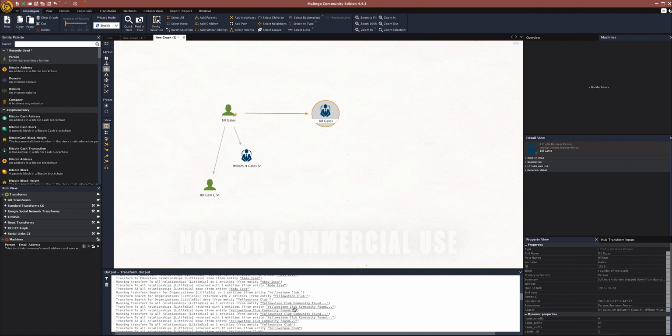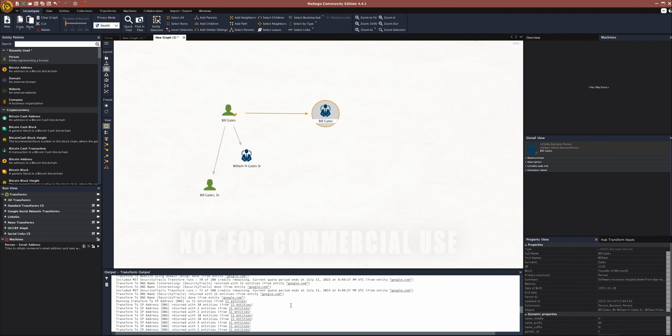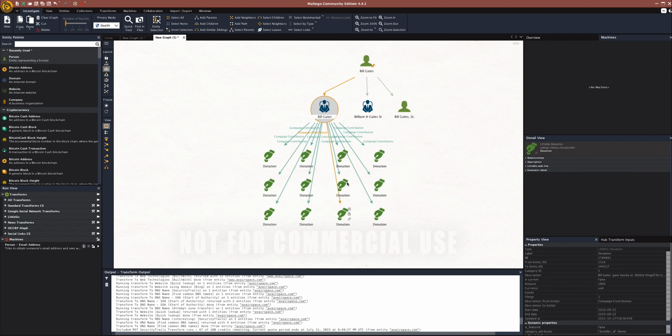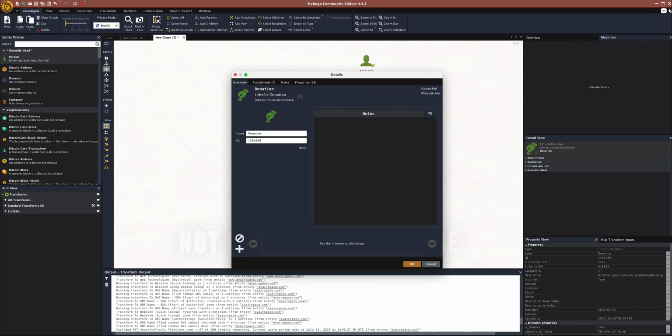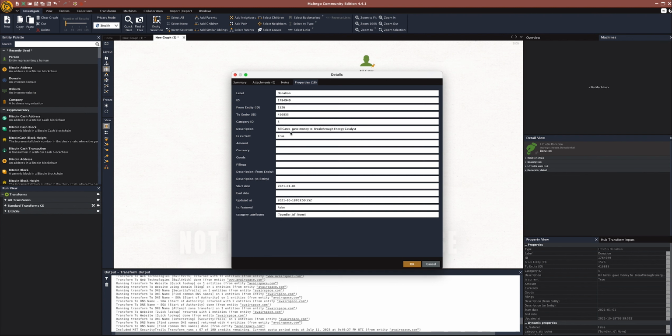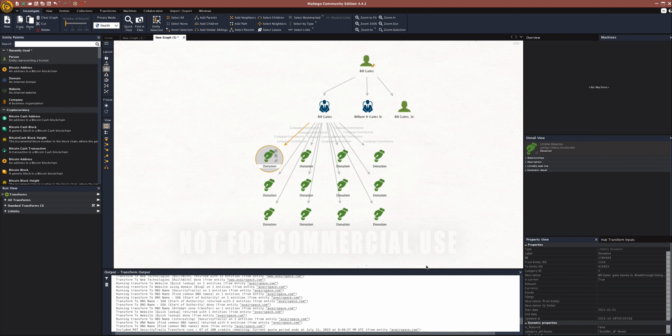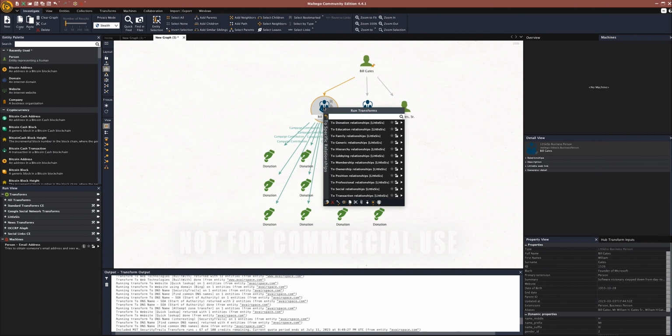and it's thinking. It's done. Oh, there it goes. And so it found that Mr. Gates made these donations. And you could pop into these donations that are all public information, and you could see Bill Gates gave money to Breakthrough Energy Catalyst. Interesting. All right, well, before we get into that, let's say I change my mind.